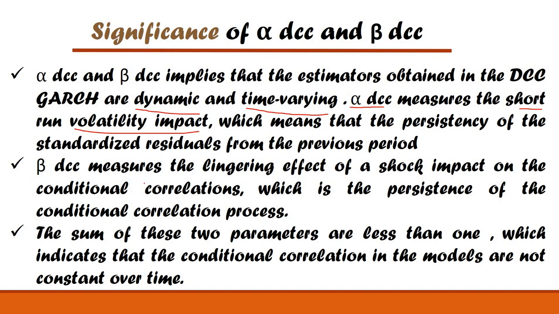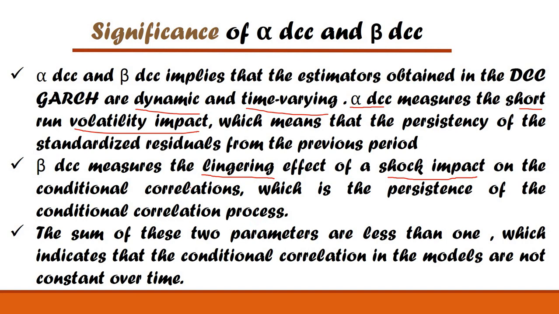Now beta DCC measures the lingering effect. As you all know, the word lingering means long-term effect. So beta measures the long-term effect of shocks, that is, whether whatever shocks are there in the market are impacting for a long term. So there is a long-term conditional correlation which can be measured by beta, and it says that the persistence of the conditional correlation process is for the long term.